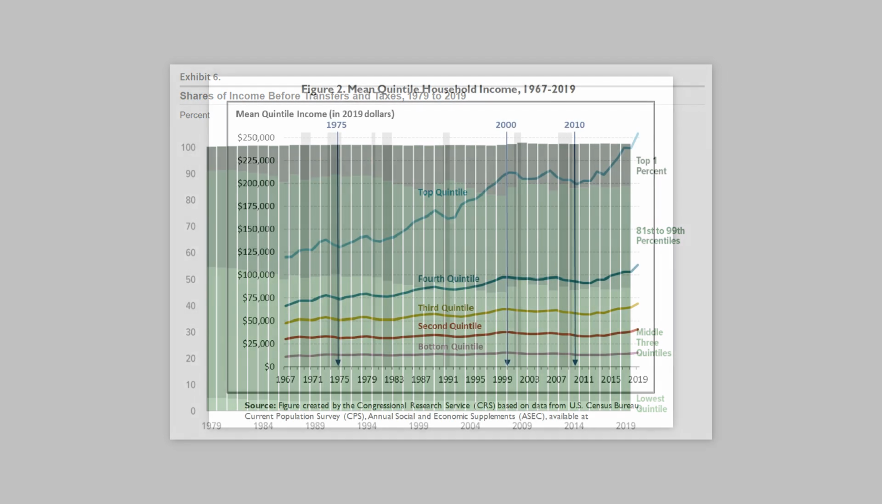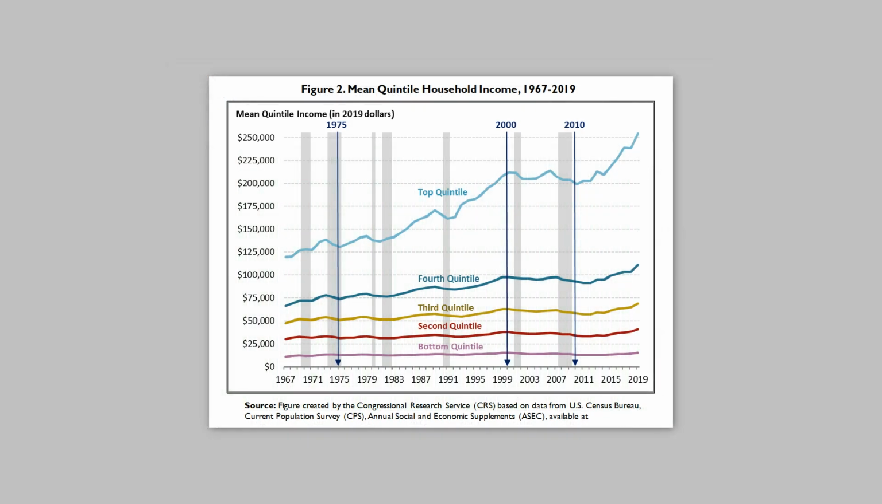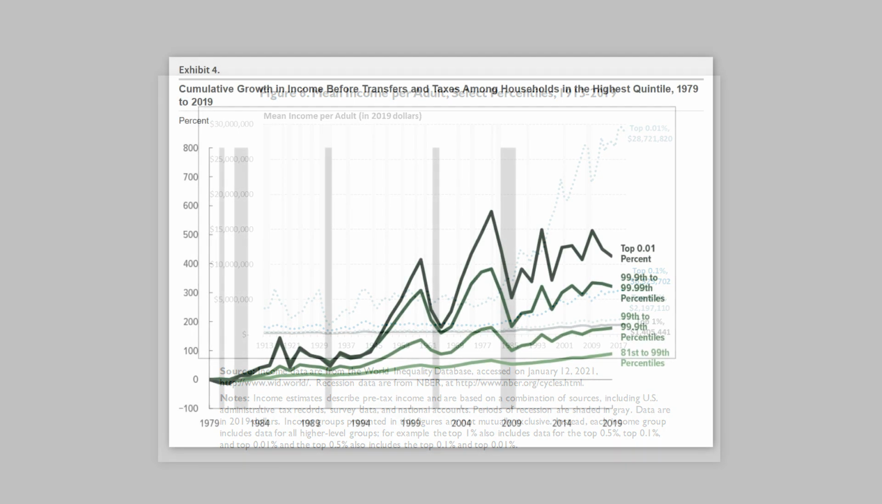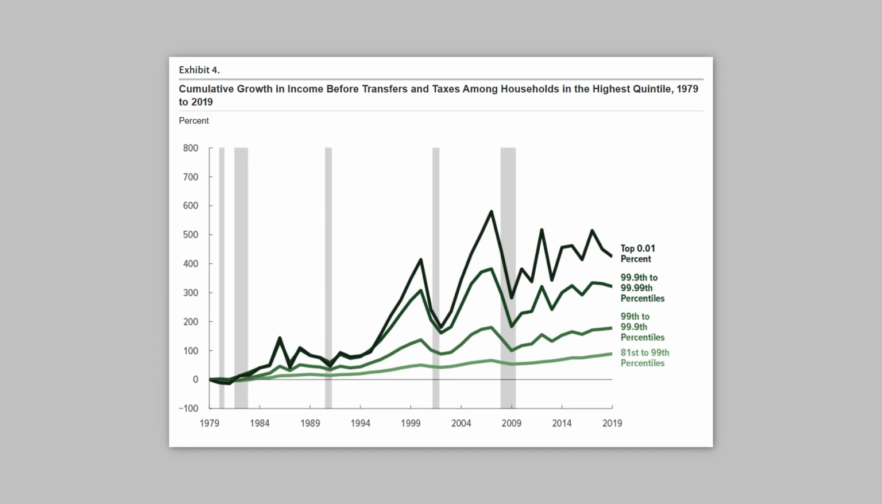There are similar results in a report by the Congressional Research Service, which is based on census data going back to 1967. This chart, from the same report, based on data from the World Inequality Database, shows how within the top 1%, growth is mostly concentrated within the top 0.01%. And here is similar data from the CBO report.